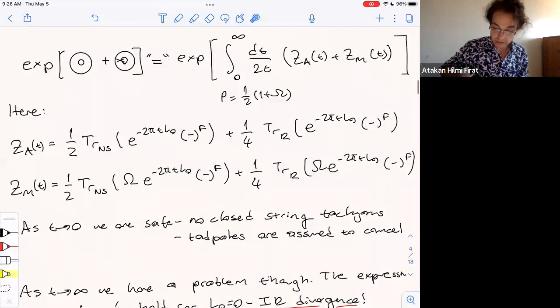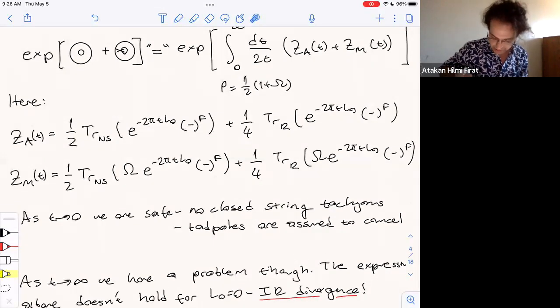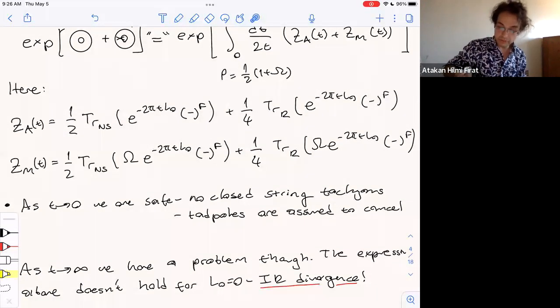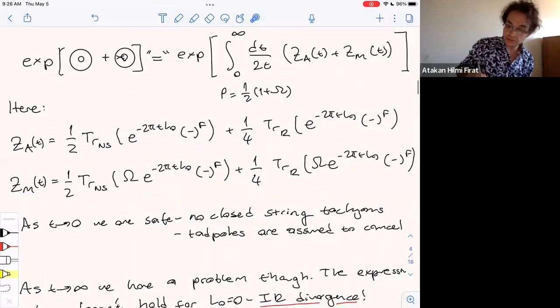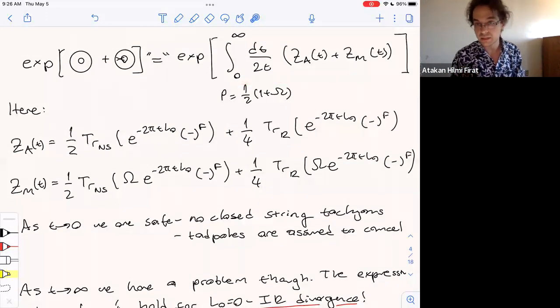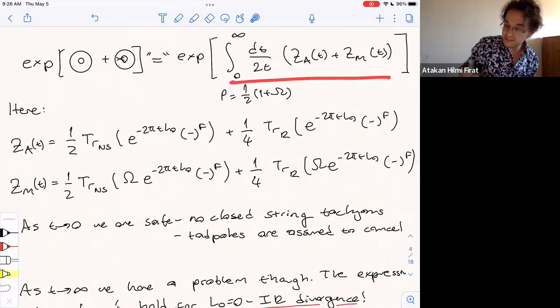And then you look at this and ask if this integral makes sense. At t equals 0, we are safe because there are no closed string tachyons in this situation. And there we are going to assume all tadpoles are canceled in this situation. And then this integral should make sense. Yeah, it makes sense as a sum though.